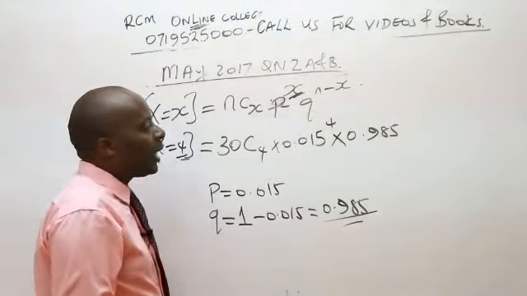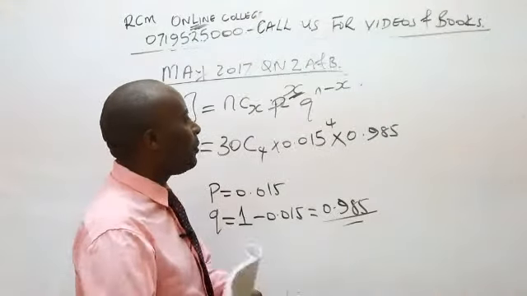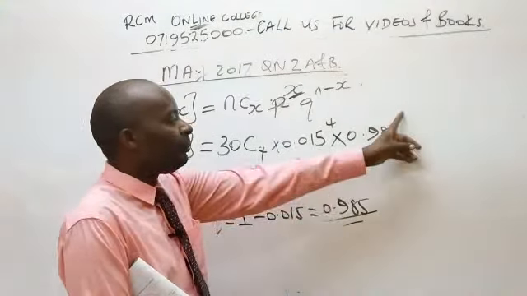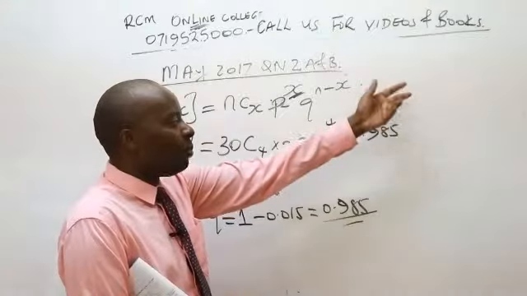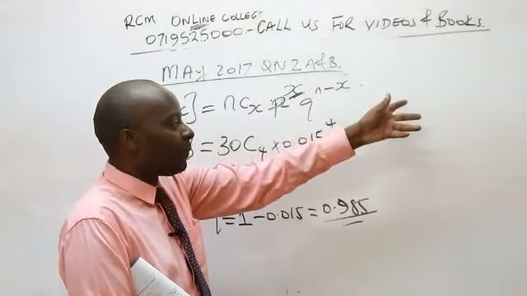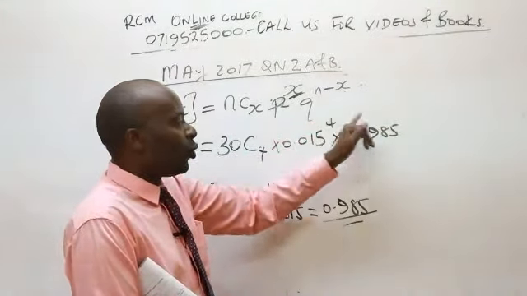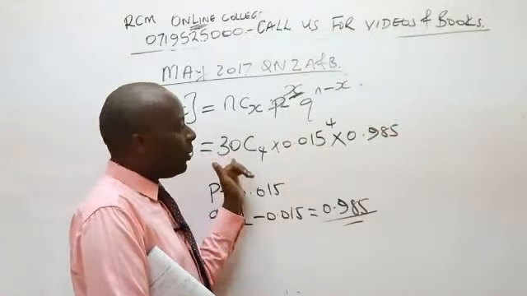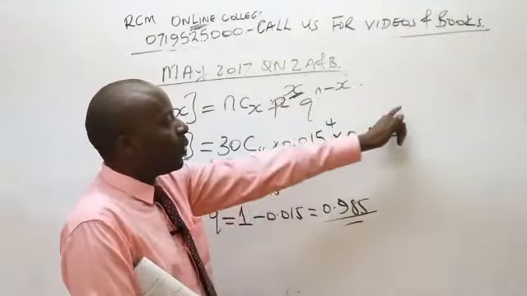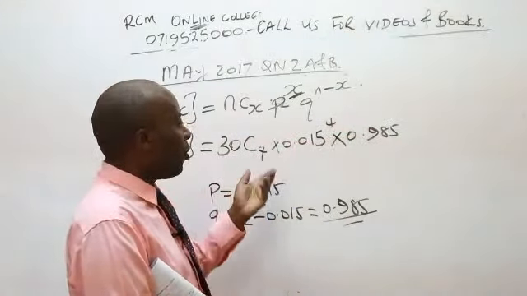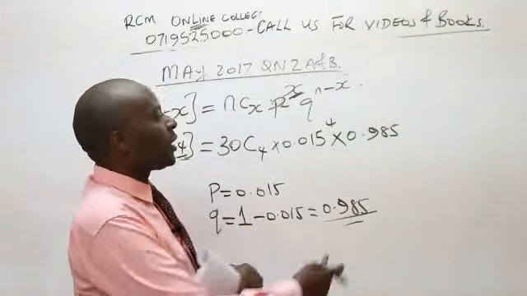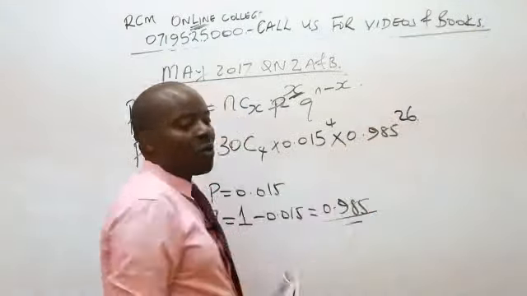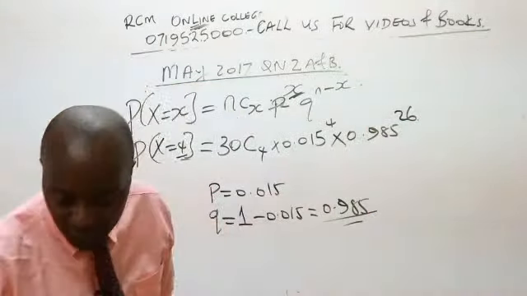Now, ladies and gentlemen, listen here. The most important thing is for you to know that this power has to be complementary. The two powers added together must always add up to this 30. So to get the new power here, simply take 30 minus this 4. So in this case, we have 26.